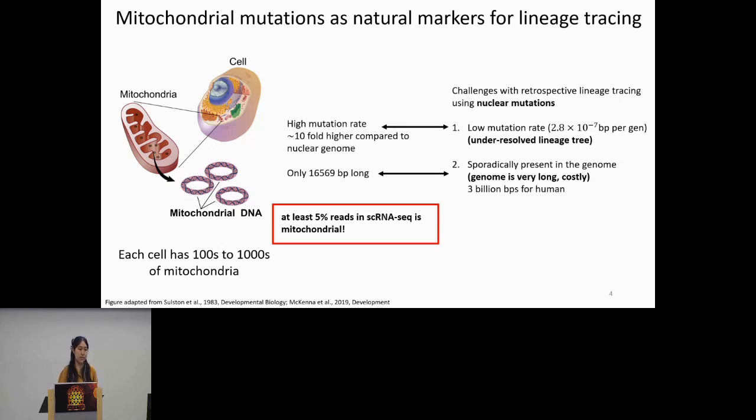And mitochondrial mutations have certain properties that overcome the challenges that come with lineage tracing with somatic mutations. So first, the mutation rate in mitochondria is about 10 times higher than that in the nuclear genome. So this means that we have a lot more mutations to work with if we look at mitochondrial mutations. And secondly, the mitochondrial genome is much shorter compared to the nuclear genome. It's only about 16,000 base pair long. So it's much cheaper if we want to do mitochondrial enriched sequencing. Therefore, we propose to use mitochondrial mutations as natural markers for lineage tracing.